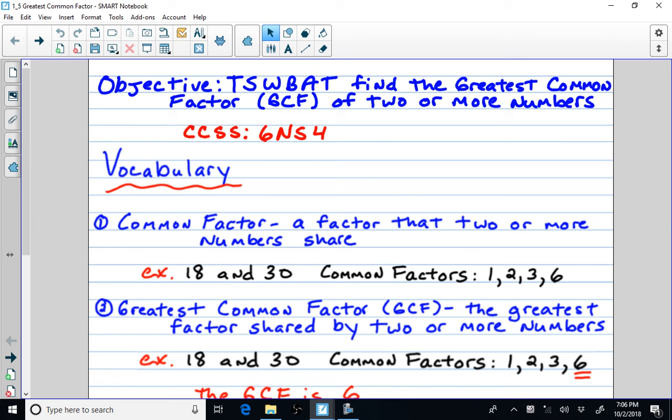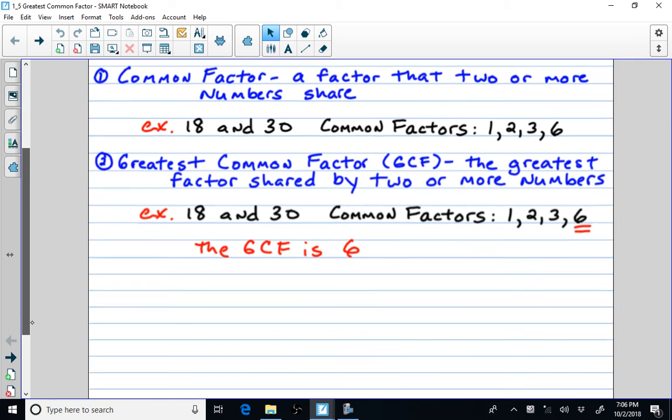Our objective today is to be able to find the greatest common factor of two or more numbers. Common Core Standard 6.NS.4. Two vocabulary terms today.